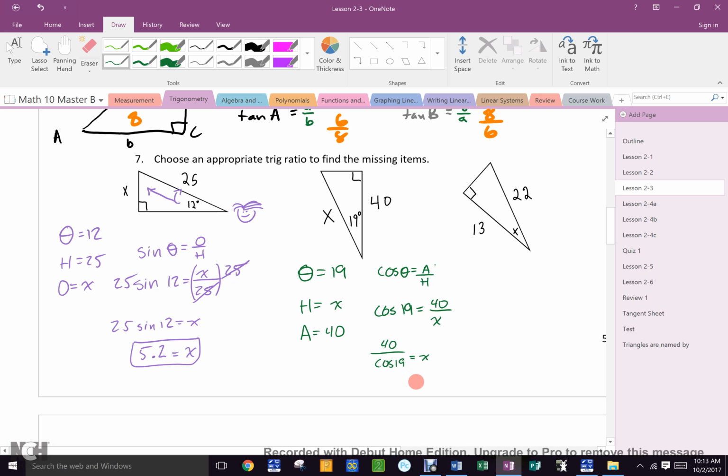Who has an answer for me? To one decimal place. Connor. 42.3. Now, I'm going to stop you for a second there and ask you if both of these answers make sense.